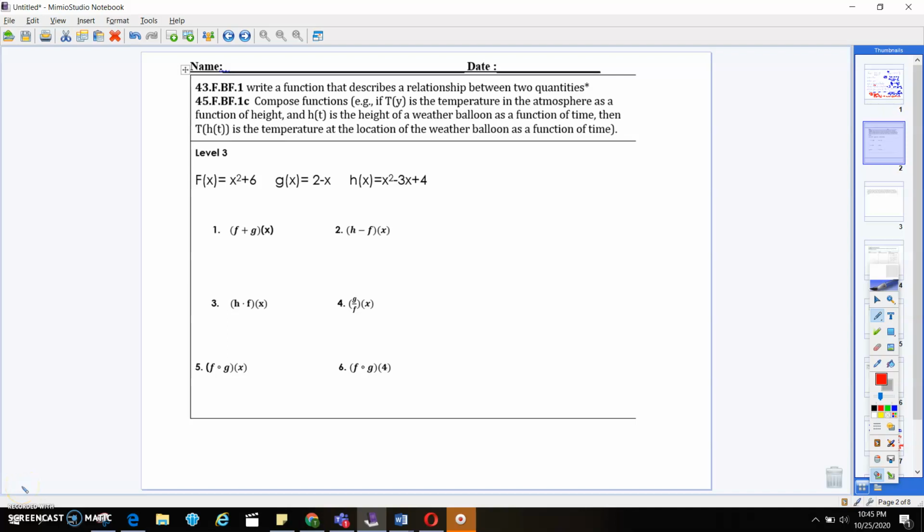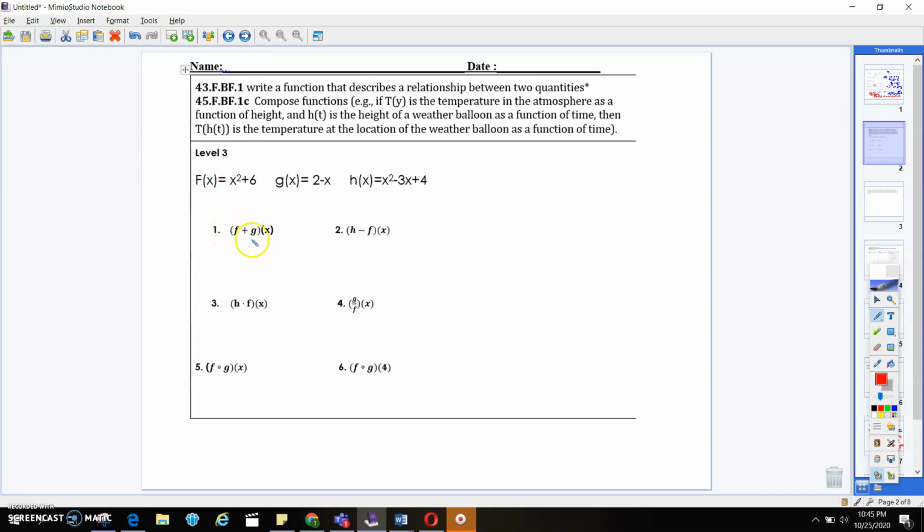Hey, Algebra 2. So this is going to be your Unit 2B review. The first thing that we learned in this unit was function notation as well as different operations of functions. So we're going to start with number 1.